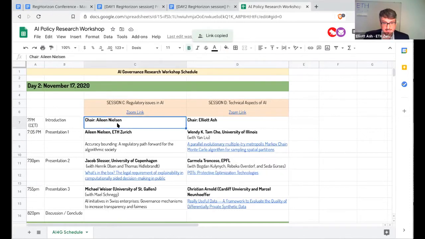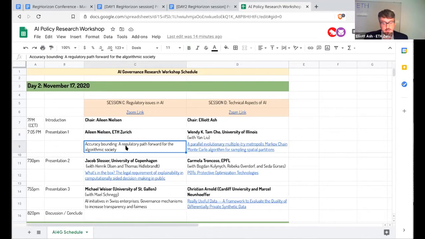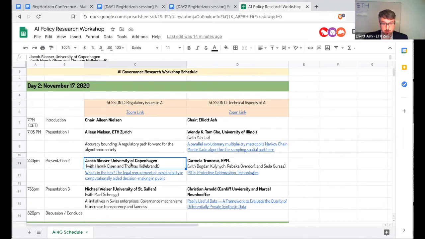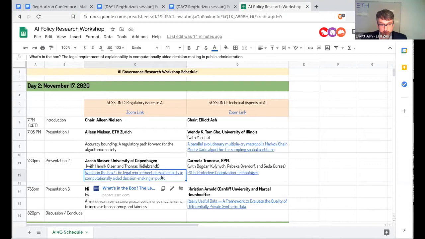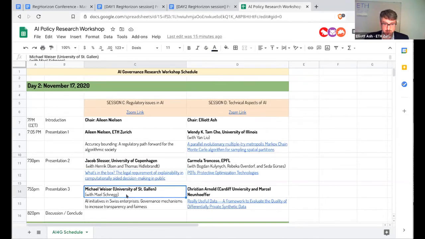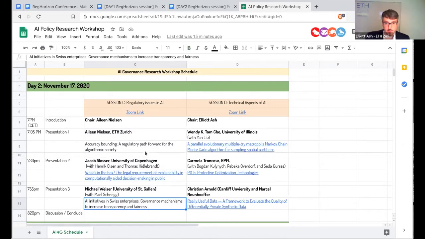The first session, Eileen Nielsen from ETH Zurich will be chairing. I'll be chairing the second session. In the first session, we have Eileen Nielsen, who can't join today because of a time zone issue. She's in the US. But she'll be presenting accuracy bounding, a regulatory path forward for the algorithmic society. So you'll get to see that if you join this session. Second, we have Jacob Slosser from University of Copenhagen to present what's in the box, the legal requirement of explainability and computationally aided decision-making in public administration. Third, we have Michael Weiser from University of St. Gallen to present AI initiatives in Swiss enterprises, governance mechanisms to increase transparency and fairness. So this group of presentations will be on the regulatory issues in artificial intelligence.